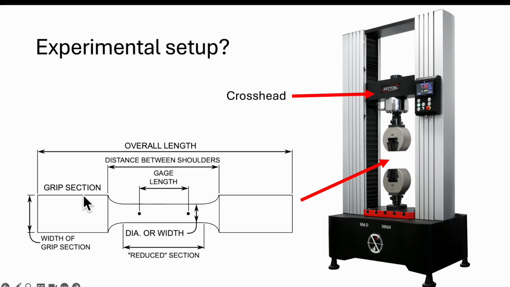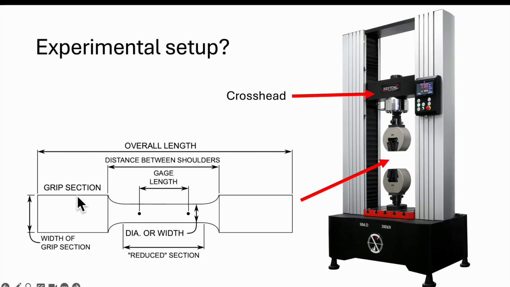So the grips attach to the grip sections you can see here on the diagram of our tensile dog bone. Again, we would be putting this up vertically instead of horizontally like it's shown here. But these are attached to the grips, and then this is pulled in tension until it fractures. So that's our setup. That's the overall geometry of our sample.